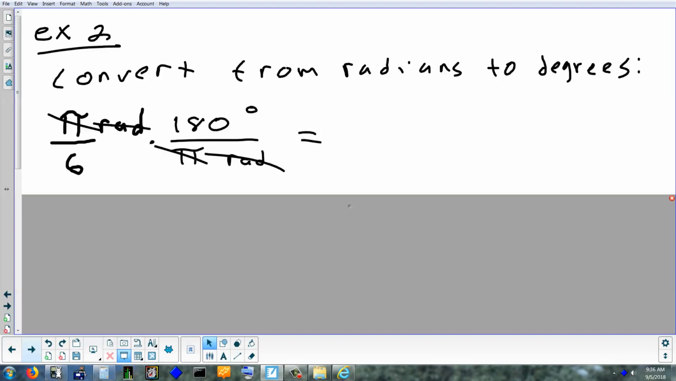And don't forget the degree symbol. You have to put the degree symbol, because that's important. If you didn't put the degree symbol, it would be radians. So what's 180 degrees divided by 6? 30 degrees. Yep. Any questions on that?